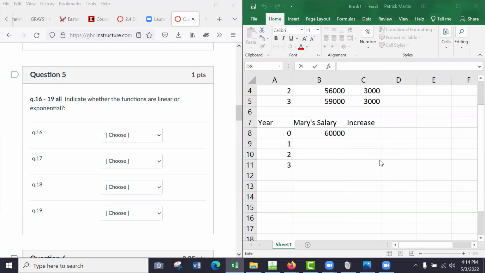So Mary's salary, I'm going to start her out at 60,000. And it says that Mary's salary grows by 3% each year. So what would she have after the first year?